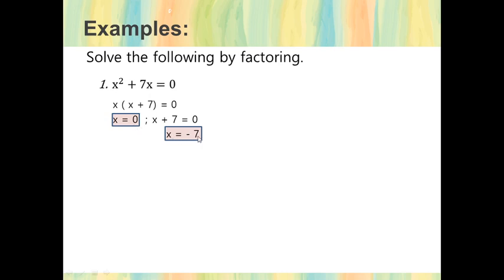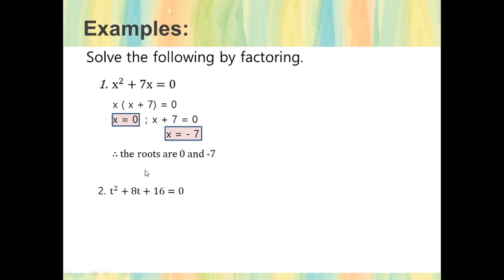If x is equal to negative 7, we have negative 7 squared, so that is 49, plus 7 times negative 7, so we have negative 49. Therefore, 49 plus negative 49 is equal to 0. Therefore, the roots are 0 and negative 7, which are both real roots.